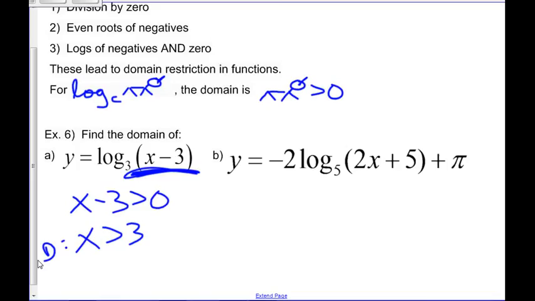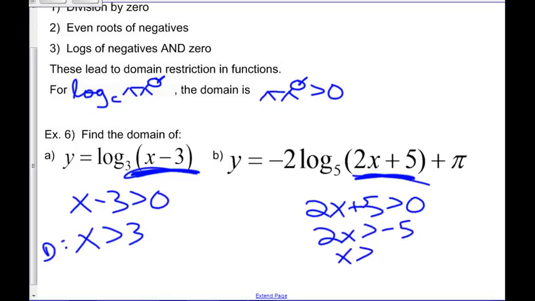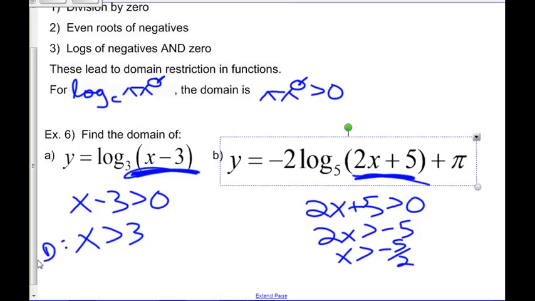Over here, we've got a bunch of other stuff. We've got some reflections. We've got a vertical shift of up pi. But it's whatever we're taking the log of that has to be greater than 0. And I don't know how to break it down any better than that. Whatever you're taking the log of is greater than 0. Okay, and then we just work it through. That means x is greater than negative 5 over 2. And if we were to generate the graph of this, it would bear that out. And for whatever reason, it doesn't want to generate that graph for us right now. You could grab a graphing calculator, and you'd see that the domain really will be x greater than negative 5 over 2.